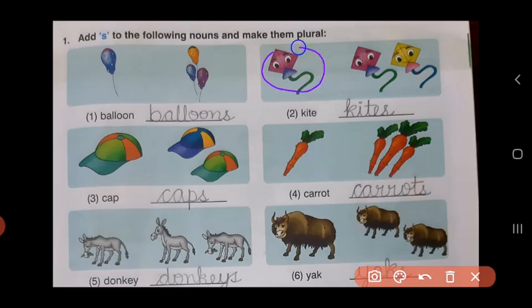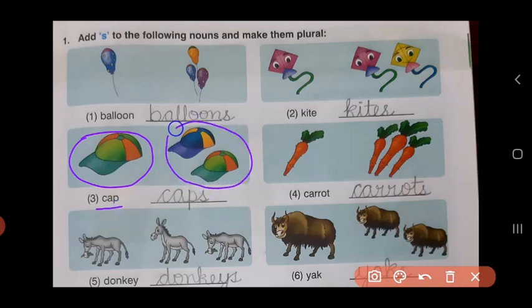Now let's do the second one. This is a picture of a single kite. But here we have more than one kite. So the plural form of kite will be kites with an S added at the end. The third picture is a cap. Next to it, we have two caps. Because it is more than one and it is the plural form, we will add S to the word cap to make it caps.